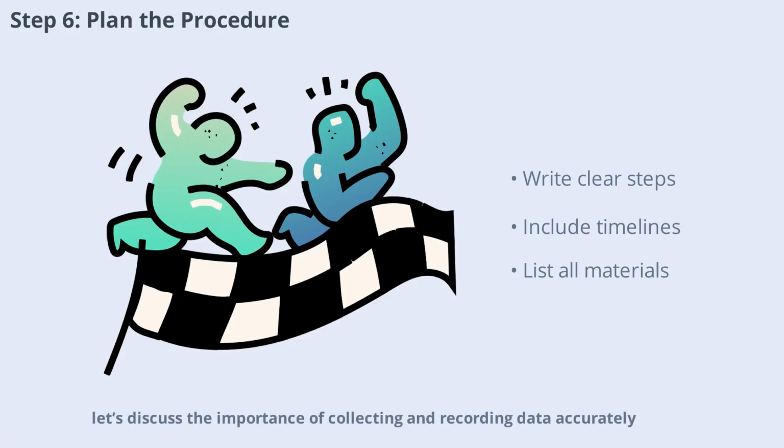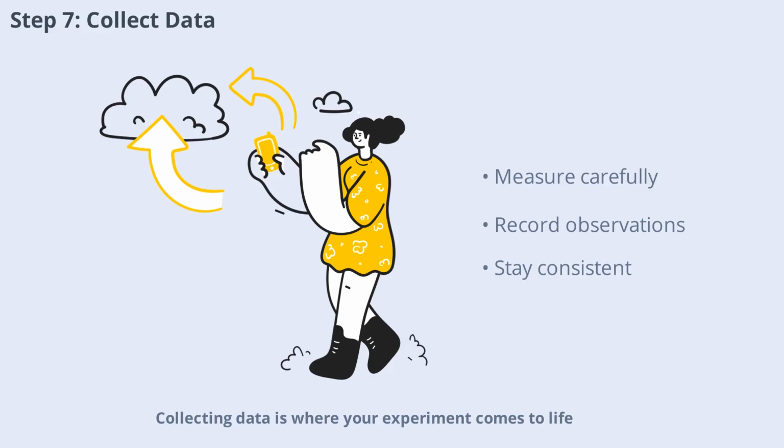Next, let's discuss the importance of collecting and recording data accurately. Collecting data is where your experiment comes to life. Carefully measure and record your observations, making sure to stick to your procedure. Accurate data collection is vital for drawing valid conclusions. Use tables, charts, or digital tools to organize your results. The more precise and consistent you are, the more trustworthy your findings will be.